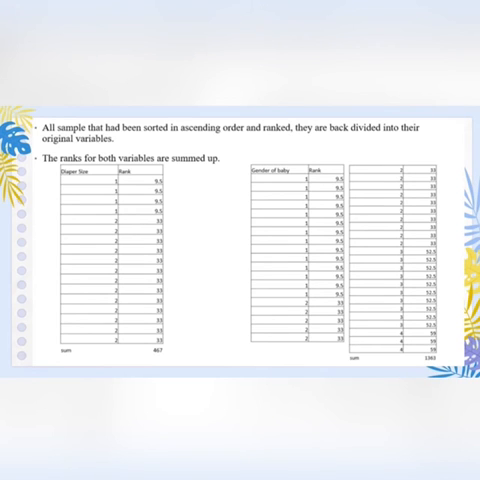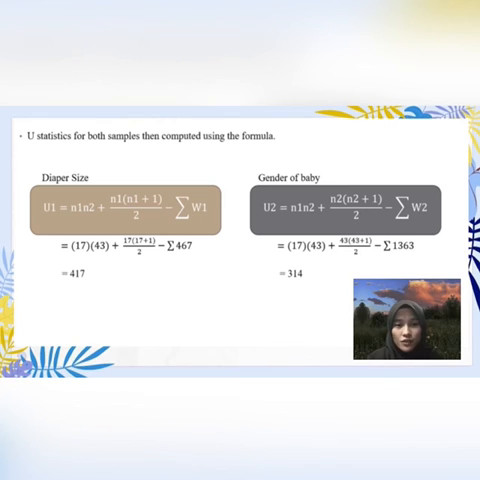After that, all samples are divided into their original groups of variables. The ranks for diaper size and gender of baby are summed up and we get 467 for diaper size and 1363 for gender of baby. Using the formula, the U statistics for both variables are computed, U1 for diaper size and U2 for gender of baby. The formulas are as on the screen. We key in all the numbers and we get 417 for U1 and 314 for U2.